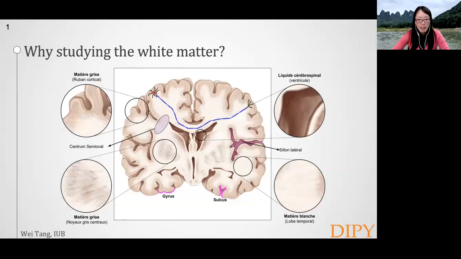So we know that DIPY is a tool for diffusion MRI analysis to study the white matter in the brain. But why do we care so much about the white matter in the first place? A major reason is that the white matter is composed of connections between neurons. We know that neurons are the basic computing units in the brain, and they communicate with each other through axons. Most axons are wrapped in myelin, which is the material that makes them look white. So studying the white matter is to study the neural connections, and how neurons are connected is essential for their computations.